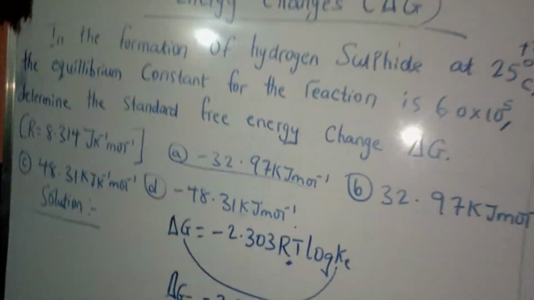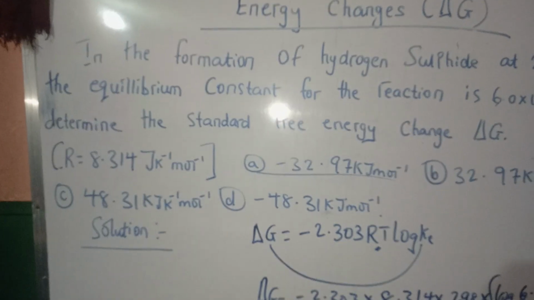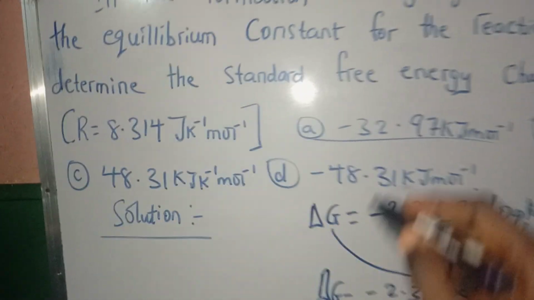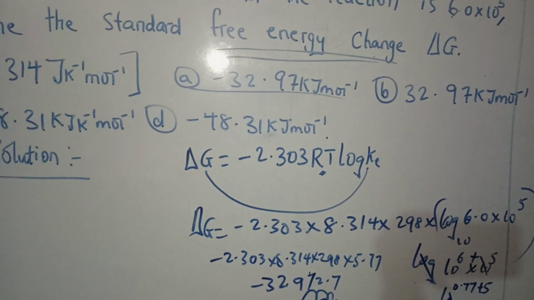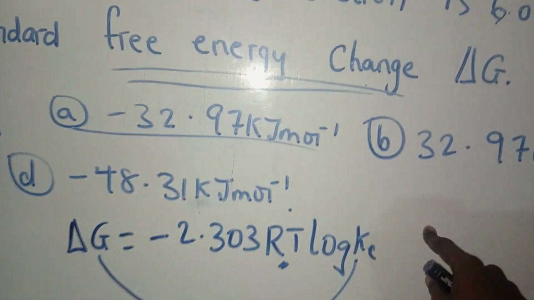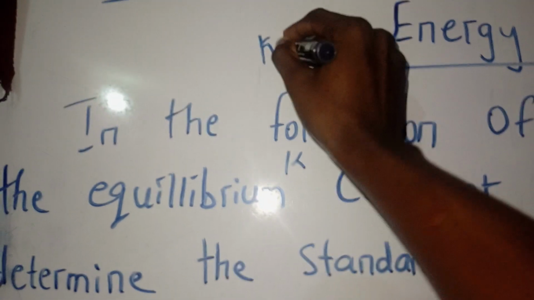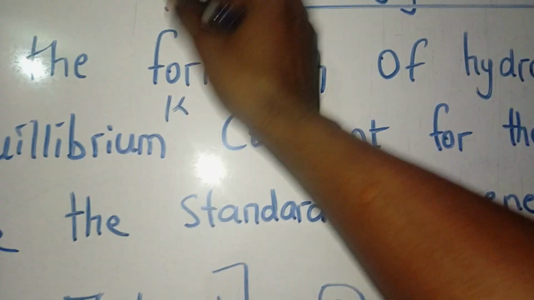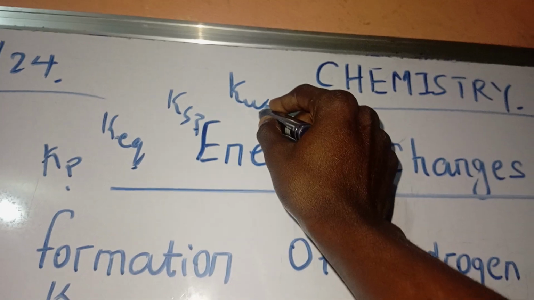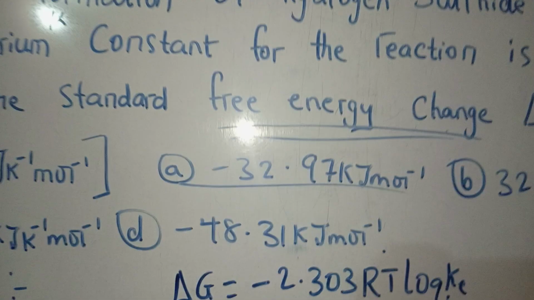So let's look at the question again. Let me briefly do the last explanation. In the formation of hydrogen sulfide at this particular temperature, they gave you the equilibrium constant. They now say to calculate the standard free energy change. You now need to think, what formula am I going to apply? You look at the relationship. There's something I tell students: use the known to get the unknown. You're looking for delta G and they gave you your K, which is your equilibrium constant. You have KP, KC, KSP, KW, a lot of K, such as equilibrium constant, solubility product, ionic dissociation of water. You have many K. So since they gave you your K, you can now equate it.